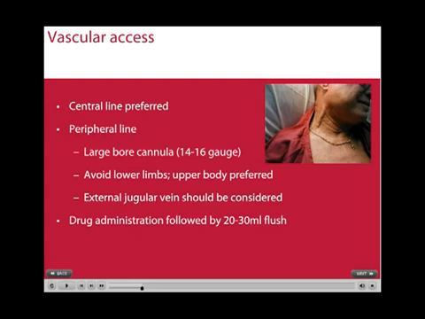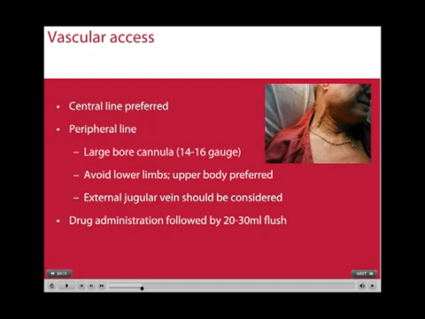The delivery of advanced life support drugs through vascular access devices such as central lines or peripheral lines is important. A large bore cannula, 14 to 16 gauge, should be put into each antecubital fossa. Avoidance of the lower limbs should be done, as it would take a long time for those medications to reach the heart in CPR, so upper body is preferred.